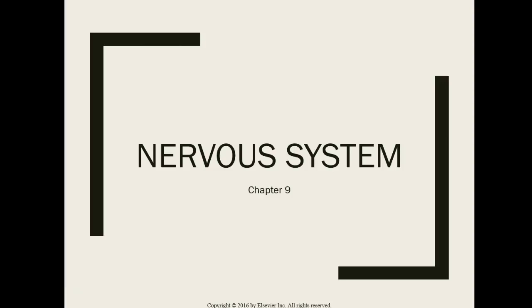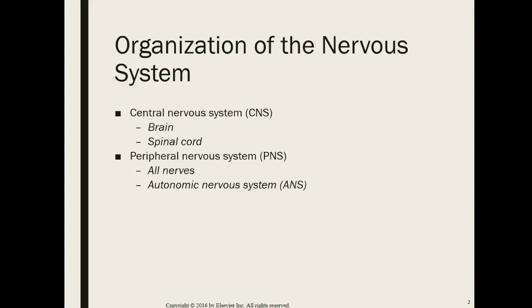Hey guys, today we will be talking about chapter 9, which is going to cover the nervous system. So the nervous system is broken up into two different areas. We have the central nervous system and then the peripheral nervous system. Within the central nervous system are the brain and the spinal cord.